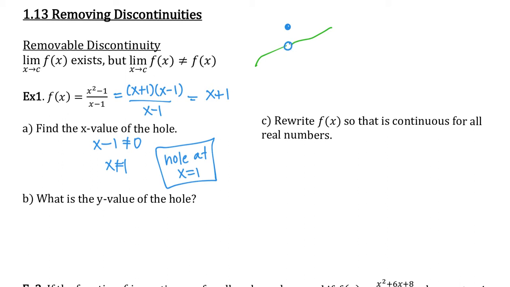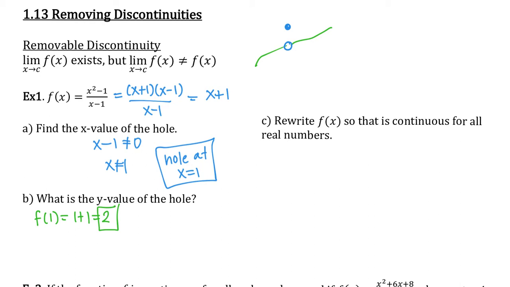Now, how do we find the y value of the hole? Because it's not there, I can't plug it in the original function because that'll give me 0 over 0. So I'm going to plug it in this simplified function. If I plug it in this simplified function, I get 1 plus 1, which is 2. So the y value is 2.